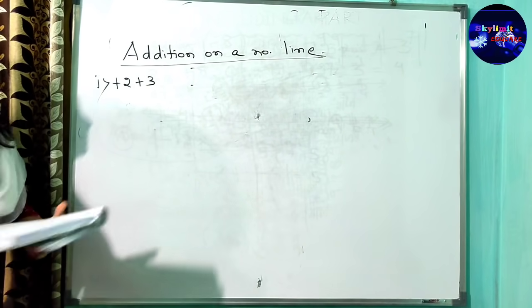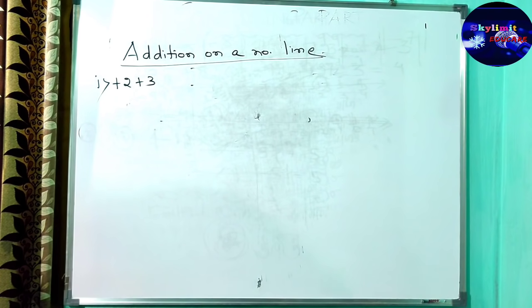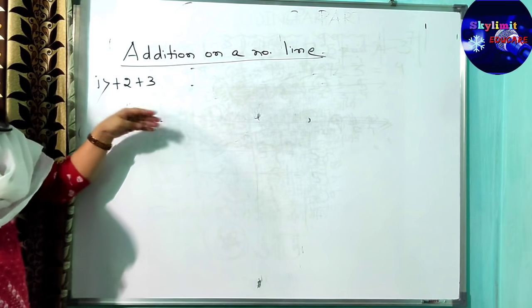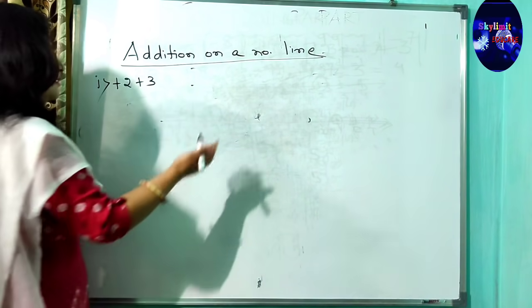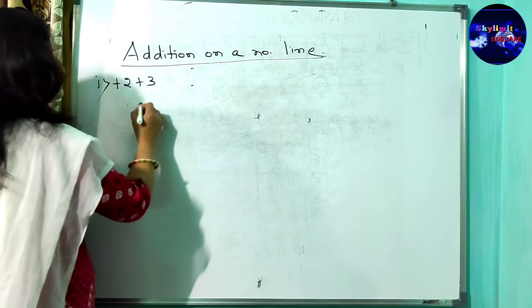Okay, let us solve it one by one. That will be easier. So the first question is +2, +3. How will you add? Obviously, it's +5. We know that. But how to add on the number line?